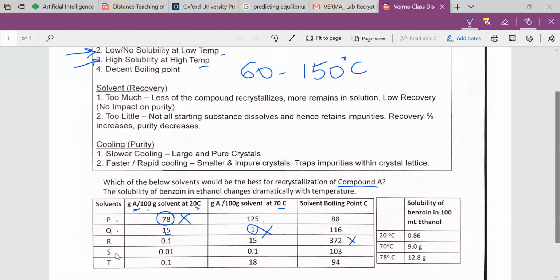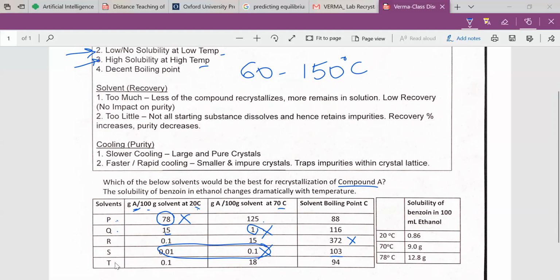Let's go to solvent S. Very, very low solubility at low temperature, and low solubility at higher temperature also. Now this solubility is almost negligible. And even though it has a good boiling point, the overall solubility at high temperature is not acceptable. And hence solvent S would also not be considered a very good recrystallizing solvent for compound A.